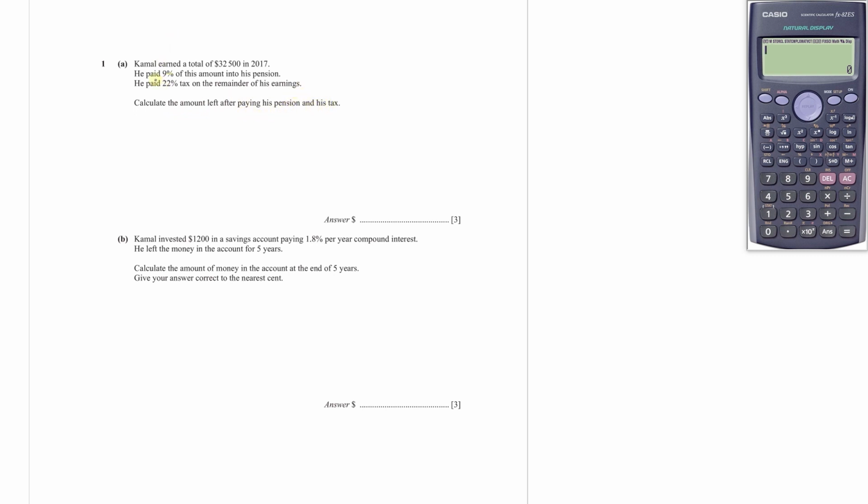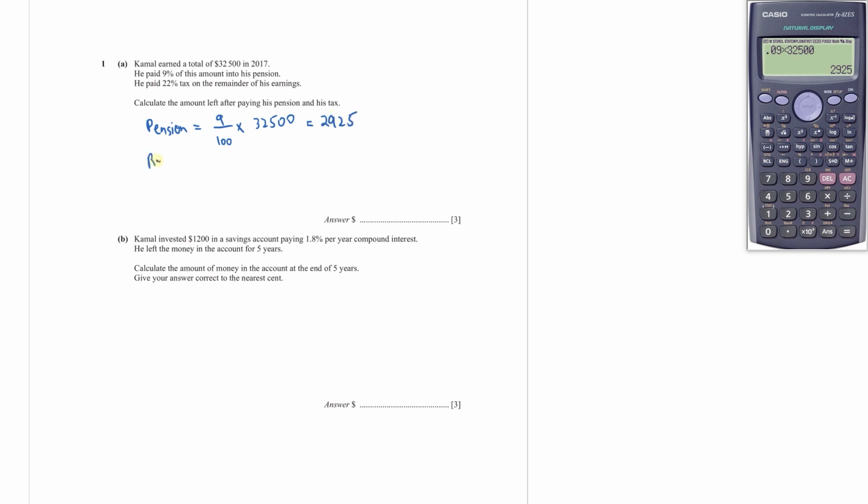So let's first calculate how much pension he paid. So pension is 9% of this total income. So this is 9 over 100 into 32,500. So 0.09 into 32,500. So this is 2925.